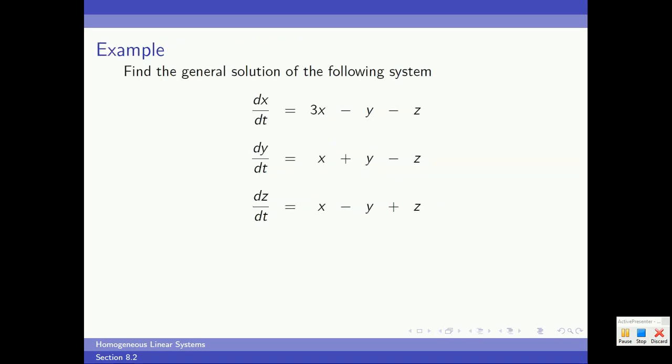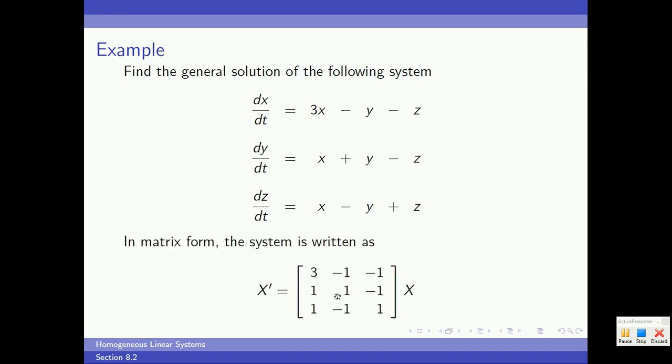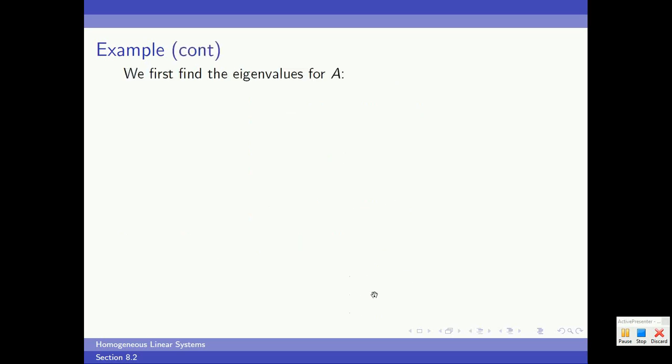Okay, so let's consider this system. So we have this system of 3 equations, 3 unknowns. So we can write it in matrix form. So the first thing we have to do is we have to find our eigenvalues of our matrix. So we look at the determinant of A minus lambda I.